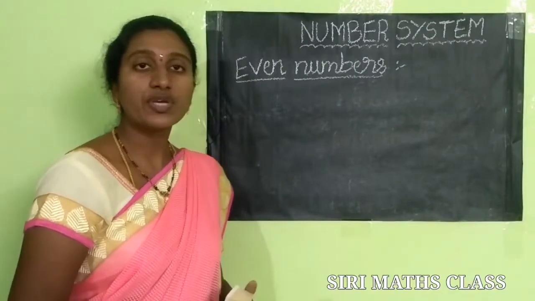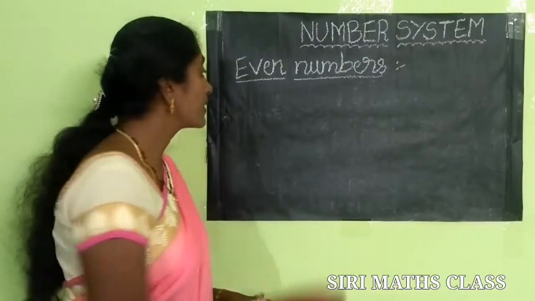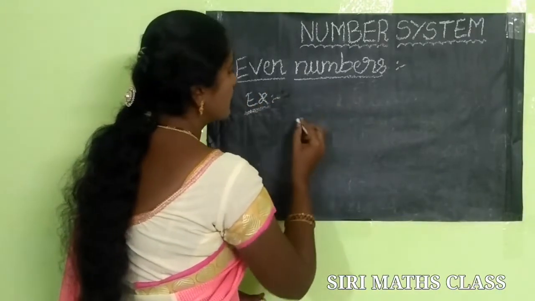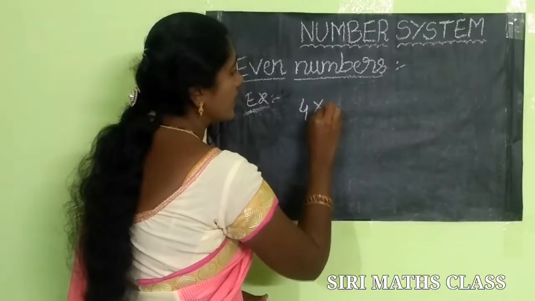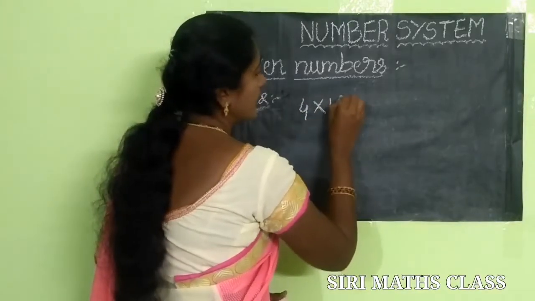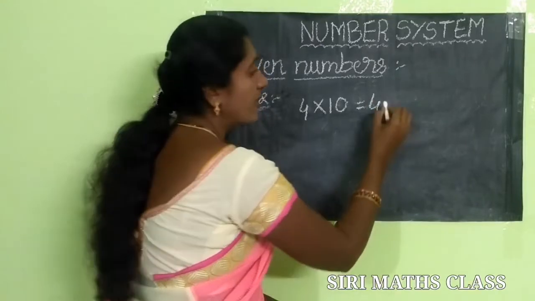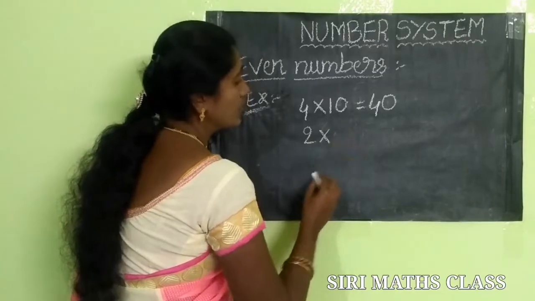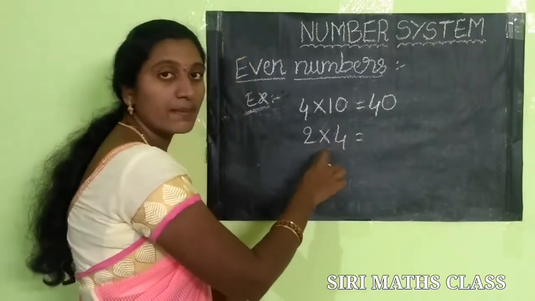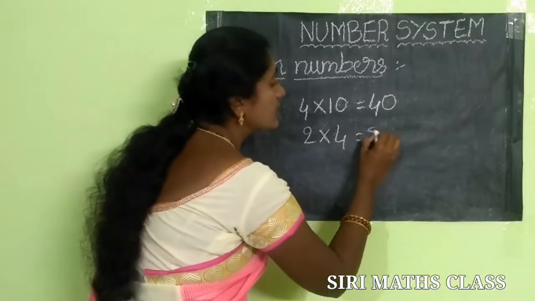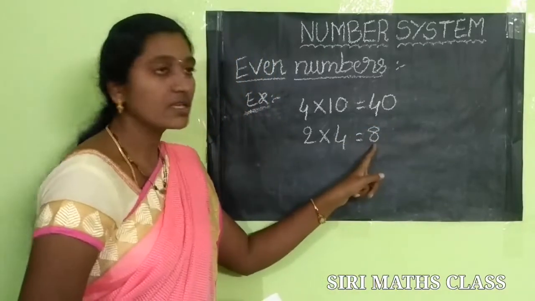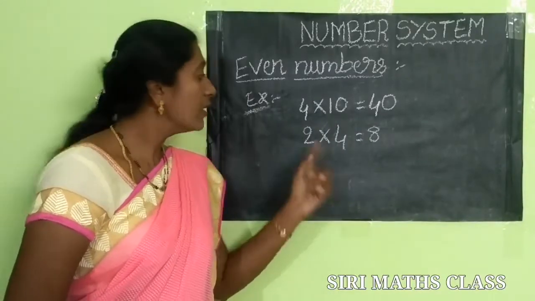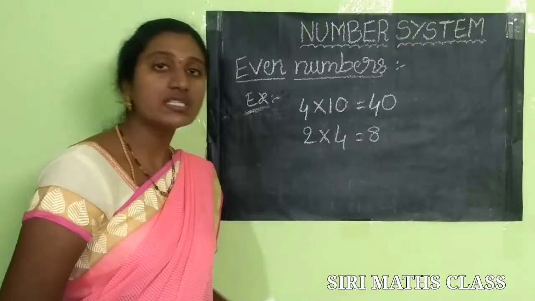And also the product of two even numbers is always an even number. Take one example here: 4 is an even number and 10 is an even number. 4 tens are 40, and 40 is also an even number. We can take one more example: 2 into 4. 2 is an even number, 4 is also an even number. What is the answer? 8, which is also an even number. So the sum of two even numbers is always even, and the product of two even numbers is always even.